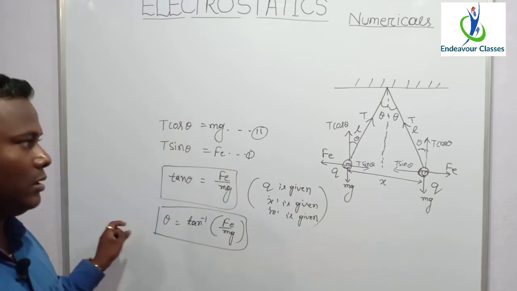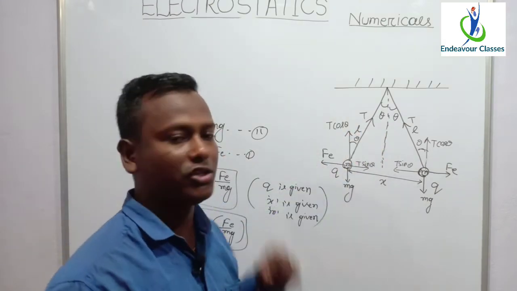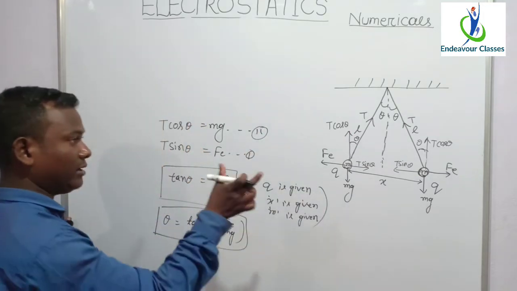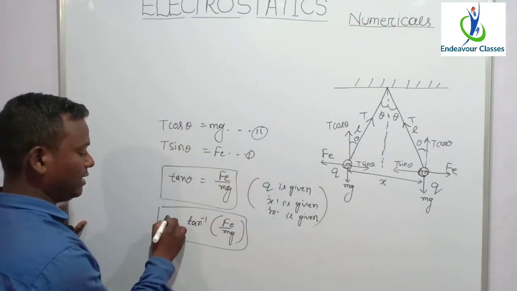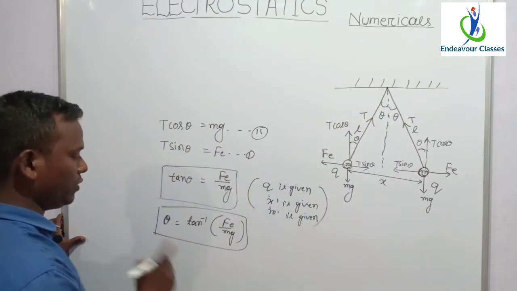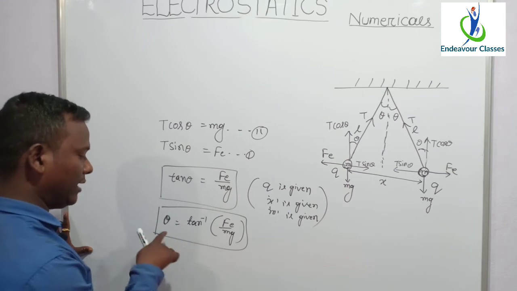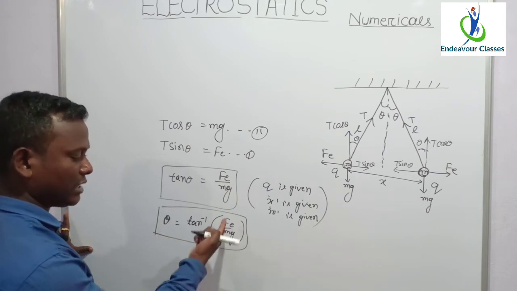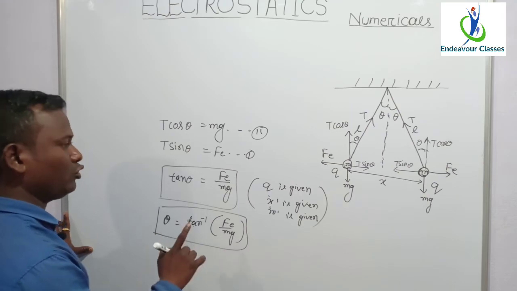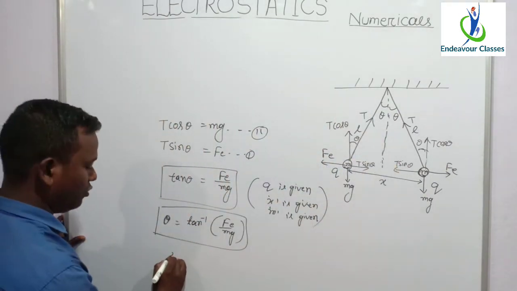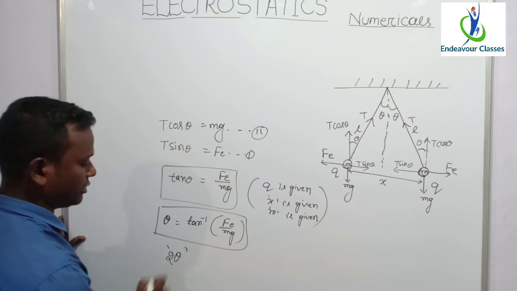But remember, the angle made by the strings, that is the angle between the strings, is not theta. It is theta plus theta, which is 2 theta. So always remember, whatever angle you find by applying the formula theta is equal to tan inverse of Fe by mg, if you are asked to find the angle between the strings, then the angle will be 2 theta. Remember it.